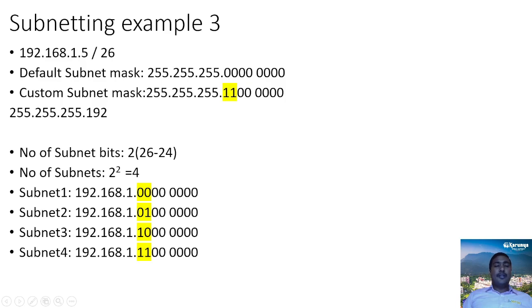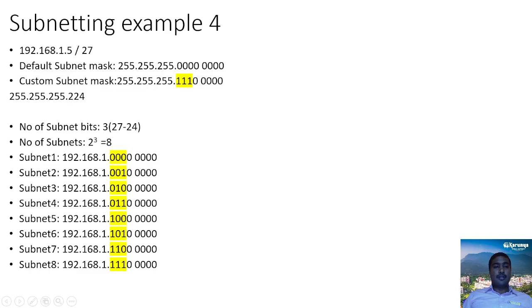And one of the possible questions to you could be, given an IP address, in which subnet does it come in? Say, for example, 1.5. So 1.5 will naturally come under subnet 1. So this kind of question could also be asked.